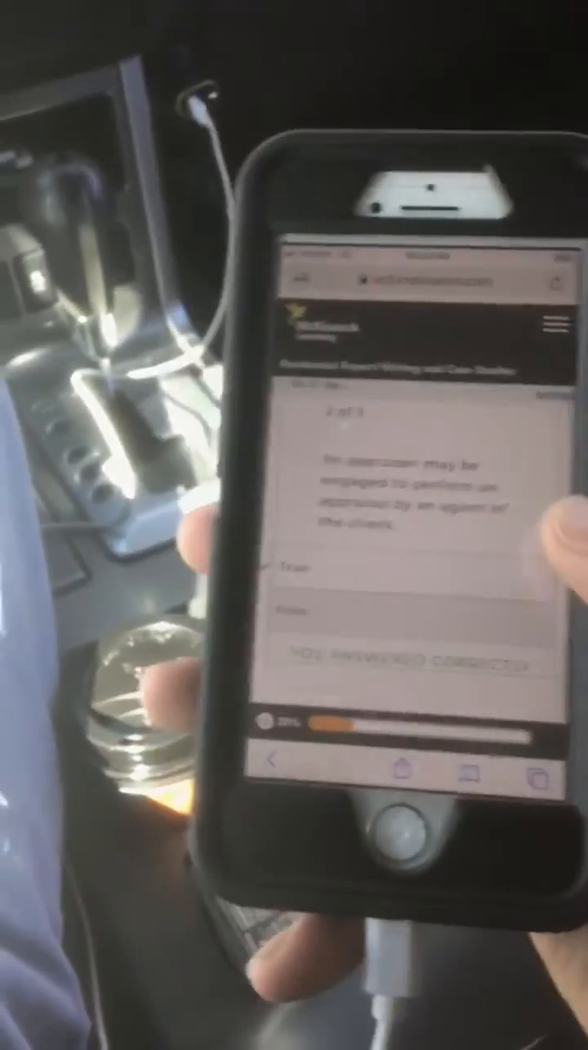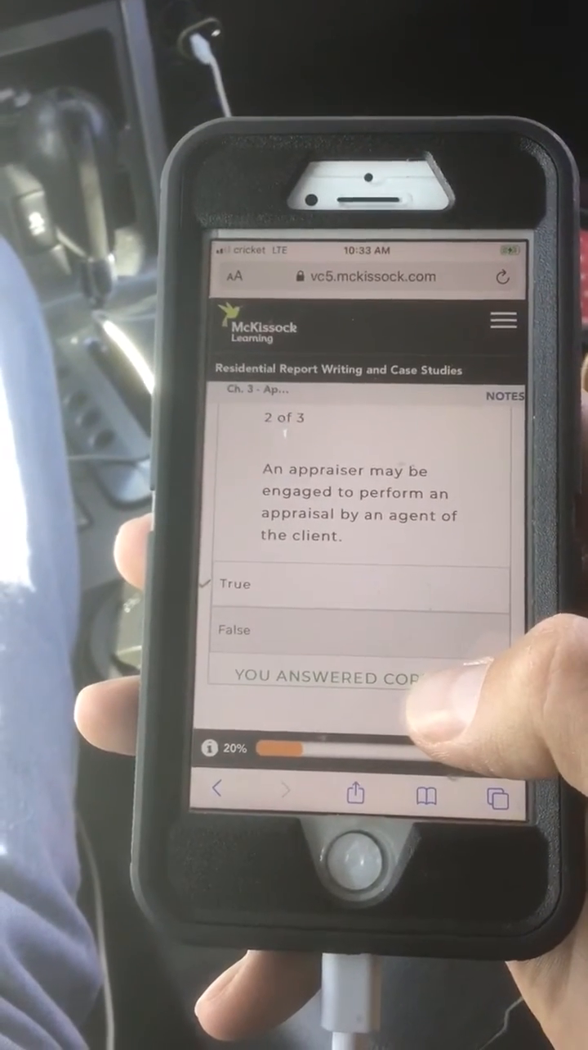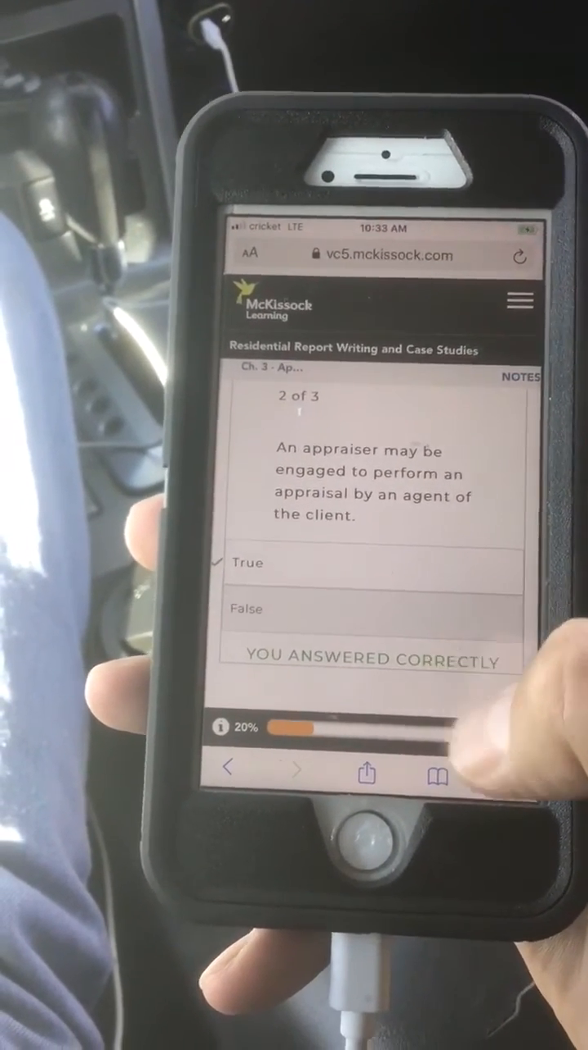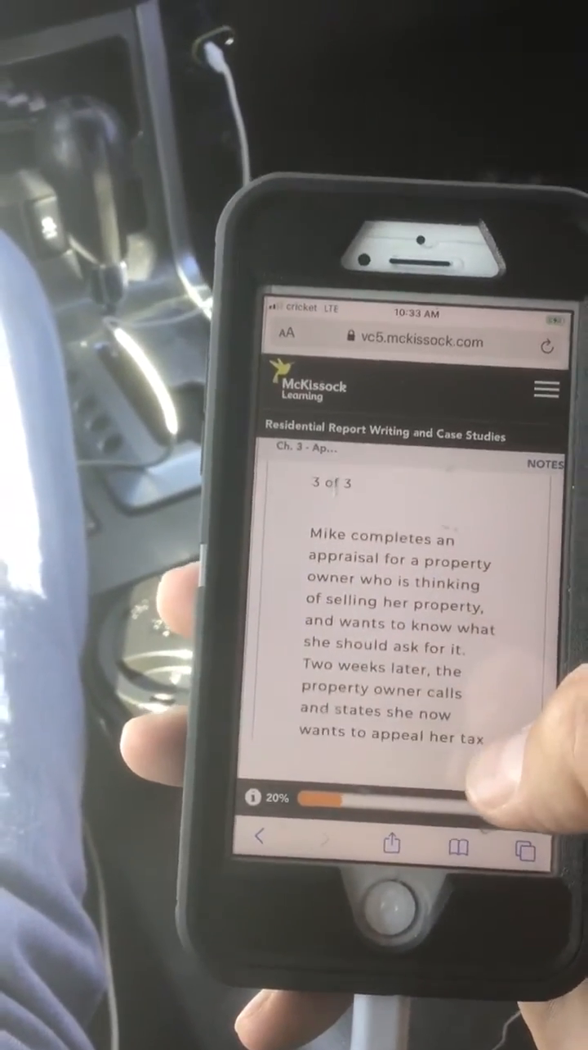Number 2. An appraiser may be engaged to perform an appraisal by an agent of the client. True or false? I said true, and that is correct. Number 3.